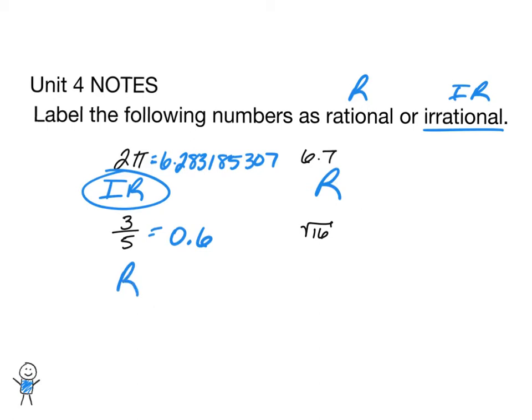The square root of 16, now you may see the square root symbol and think, oh, that's got to be irrational. Well, it depends. When you type in your calculator the square root of 16, it gives you a value of 4. 4 can be written as a fraction, 4/1. It also doesn't meet the criteria for irrational number because there is no random pattern of decimal numbers, so this is also a rational number.